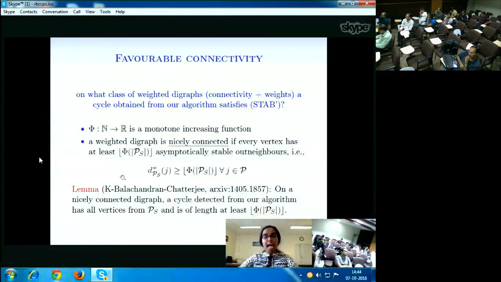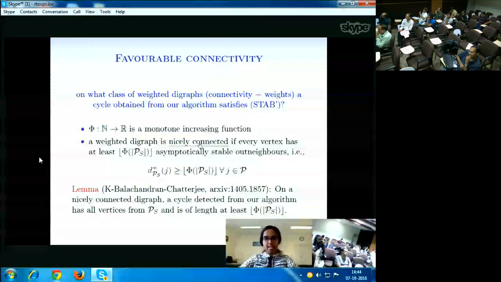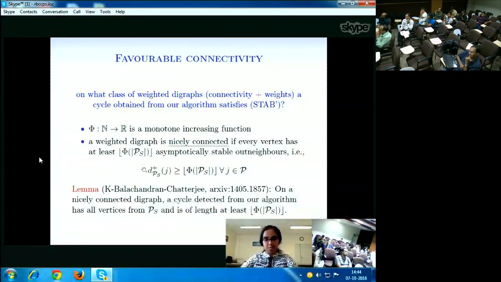Now, we call a weighted directed graph nicely connected if every vertex on this graph has at least these many asymptotically stable out neighbors. So this notation gives the cardinality of the set of asymptotically stable vertices, the number of asymptotically stable vertices on a digraph. If a weighted digraph is such that every vertex has at least these many out neighbors, then we call that digraph nicely connected.